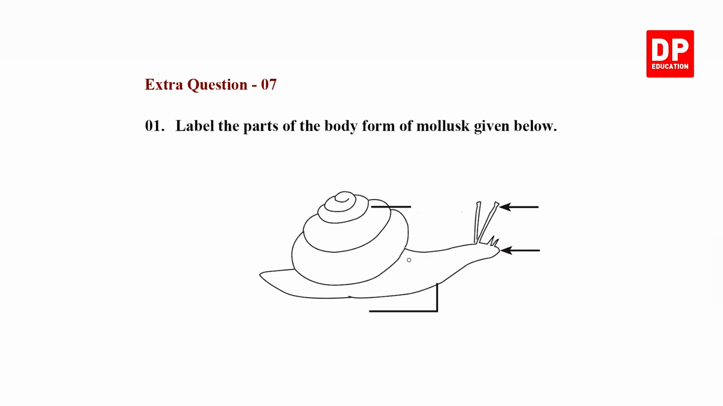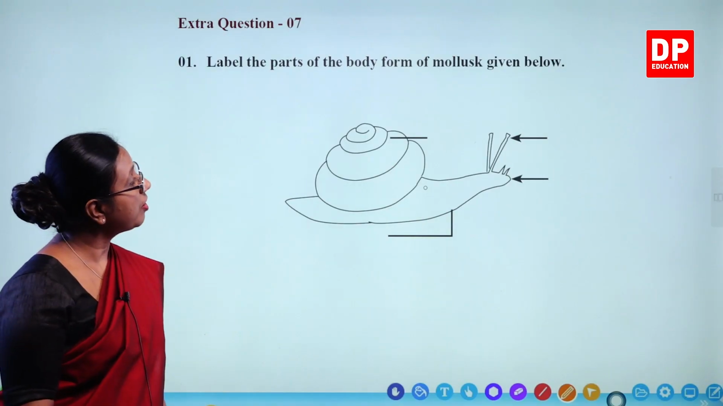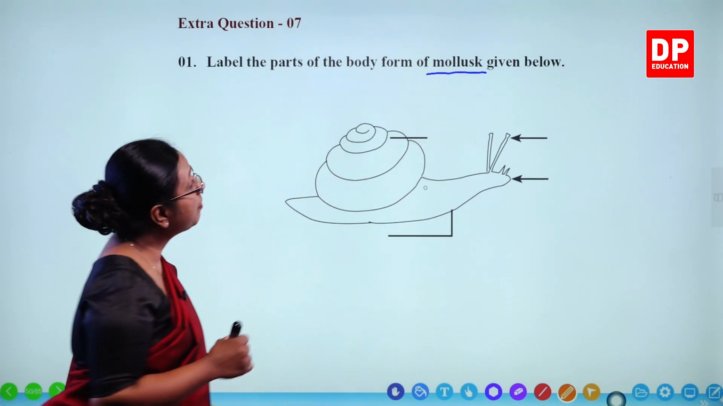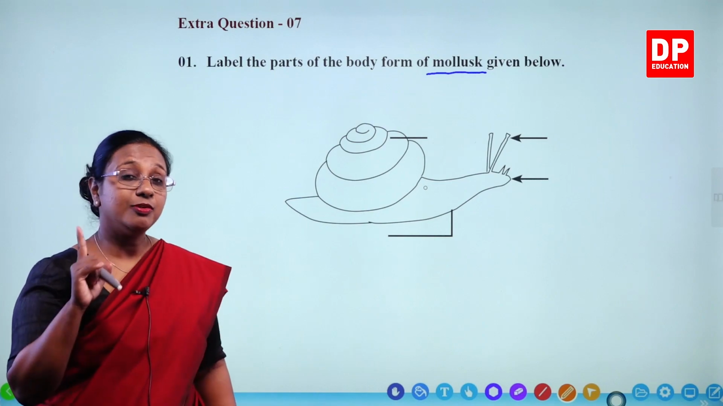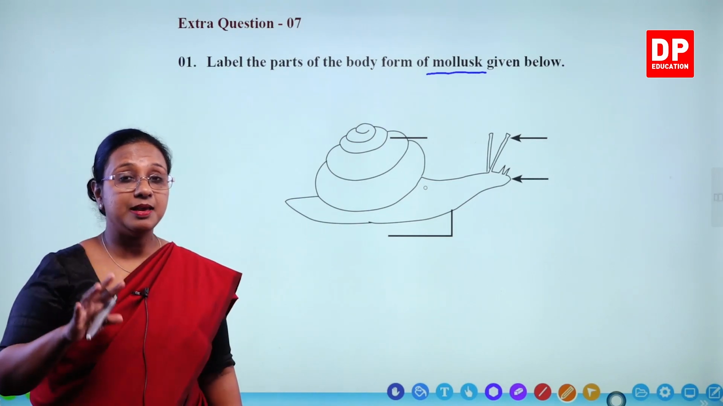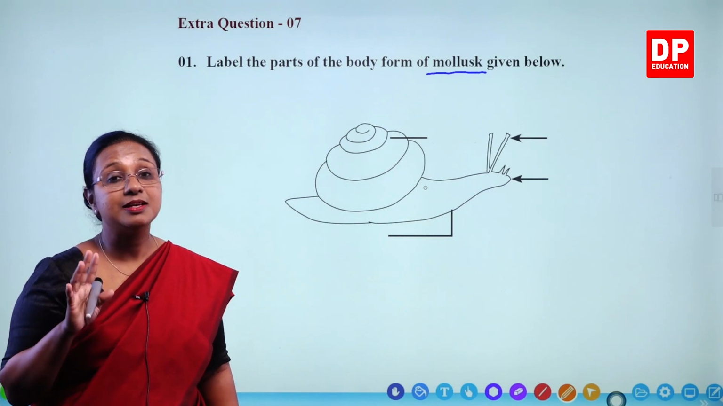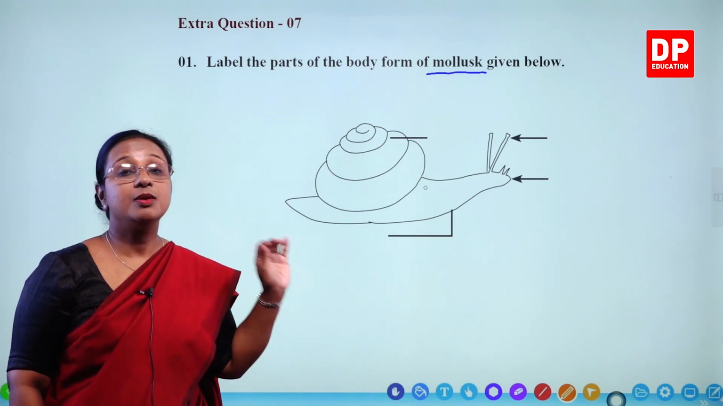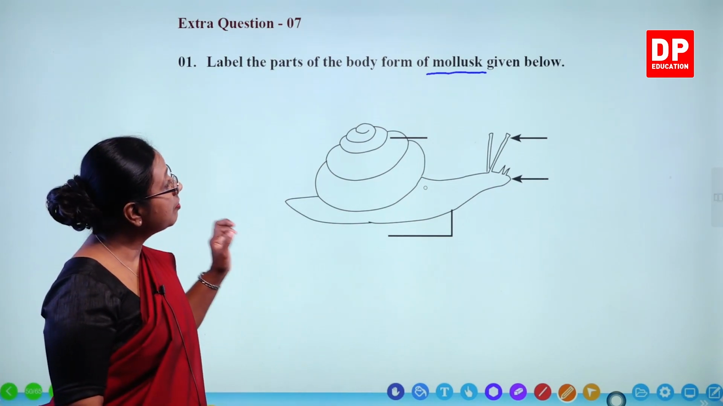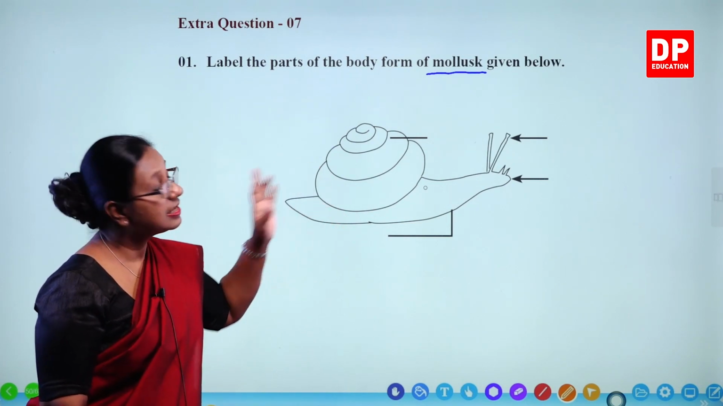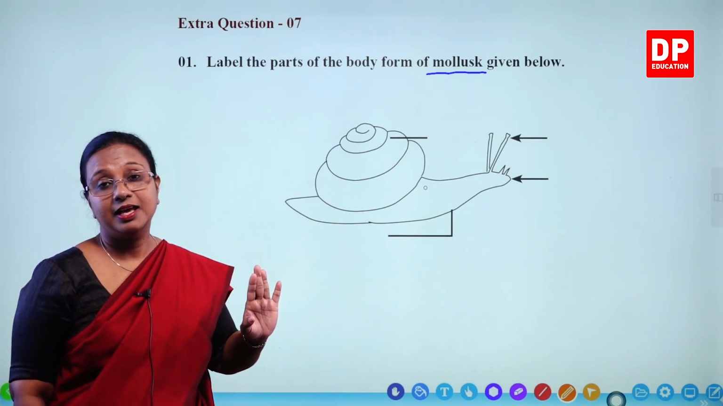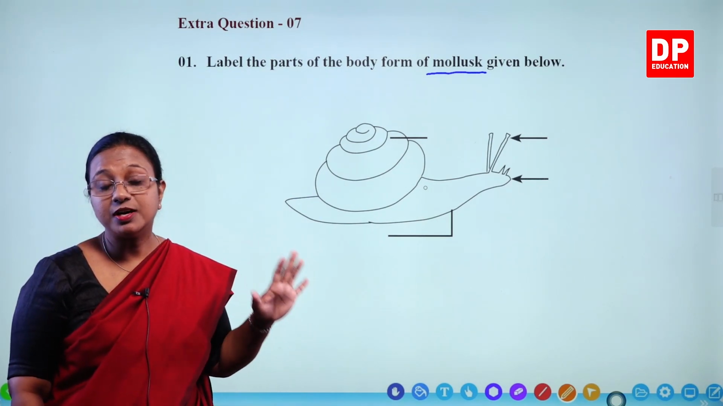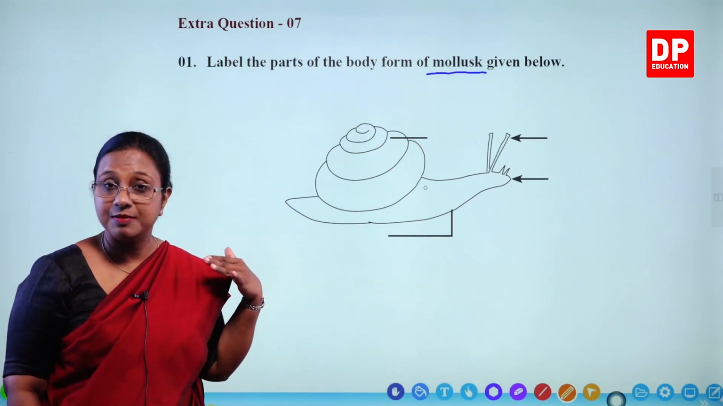Extra question 7. Label the parts of the body form of mollusk given below. Now here you can look at the spelling, children. Mollusk, M-O-L-L-U-S-K. You can remember when we write Mollusca, M-O-L-L-U-S-C-A, that is the name of the group. But when we refer to the animals, we can say mollusks, M-O-L-L-U-S-C or S-K. That is okay when you refer to the animal. But when you refer to the group, you have to write the same spelling.